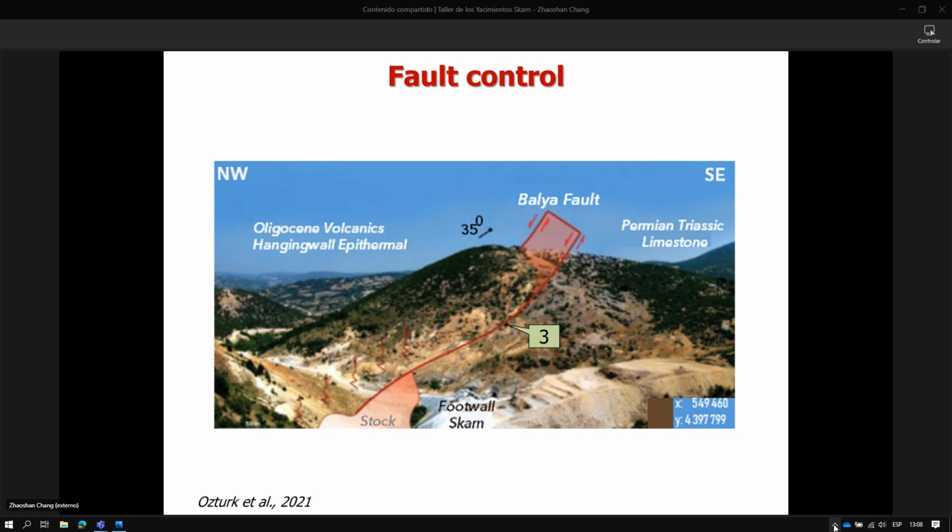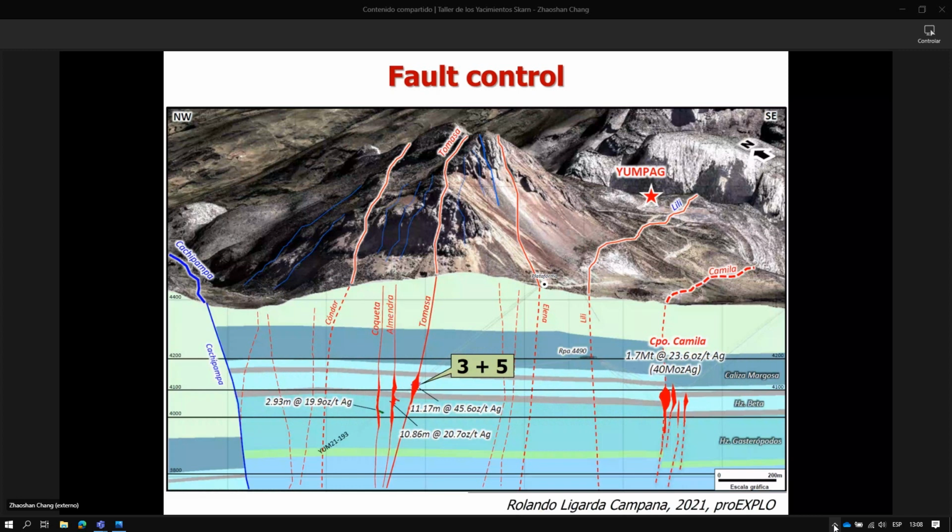Fault control again, that's what we talk about in the pocket. This is parallel faults, the Maza fault and the Camela fault. And the skarn occurs where fault and favorable layer meet, that's the two controls. So they go all the way for a long distance. That's why we still get quite a bit of silver.